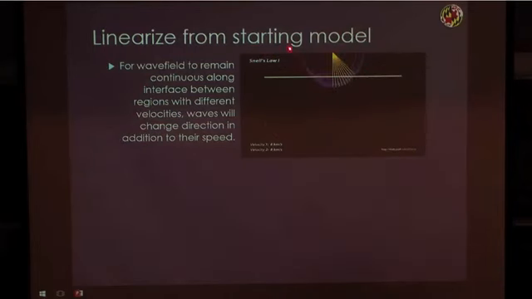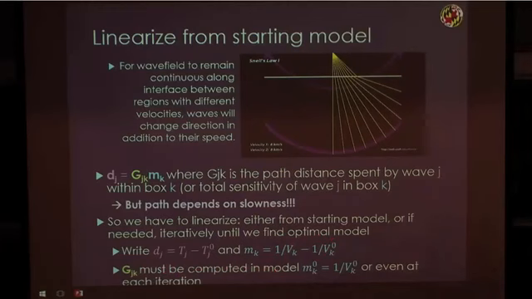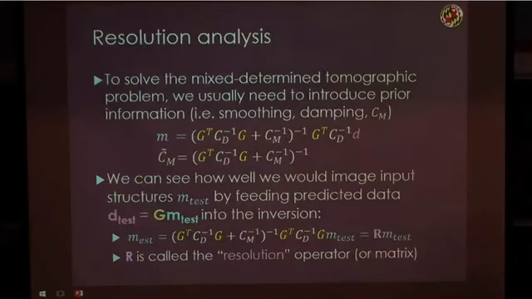So what we would do then is write the data vector as the difference between the observed and the predicted time in that model. The model is the difference in the slowness in a box versus what we have started with, this VK0. And this GJK must be computed in this model, or even at each iteration. In other words, as you iteratively solve, you just have to keep on computing your ray paths. So even the simplest tomographic problem is not linear.